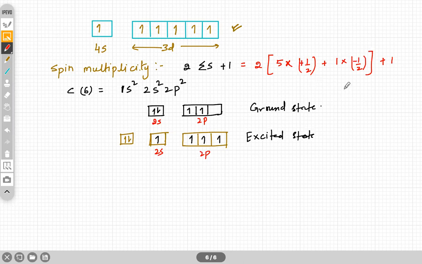And when you solve this, you will get five into plus half, 2.5, 2.5 minus 0.5, times 2, that would be 5. The spin multiplicity of the carbon atom is 5. That is how we calculate.